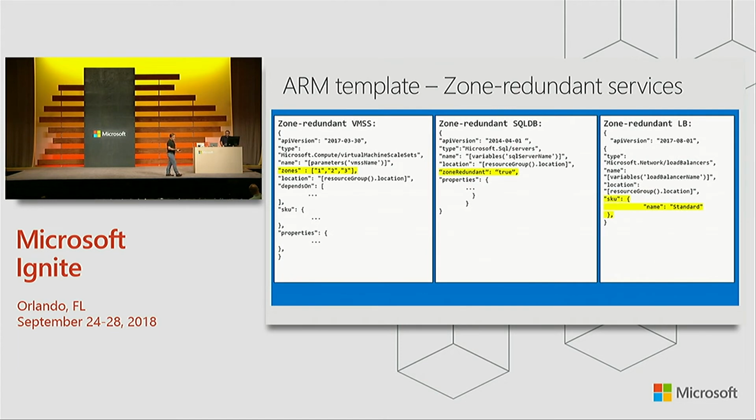Going to zone redundant services is very similar. In a scale set, you specify the array of zones. For SQL Azure DB, you specify the zone redundant flag. And for load balancer, you specify a standard SKU. So standard load balancer may span zones, while basic load balancer will not.